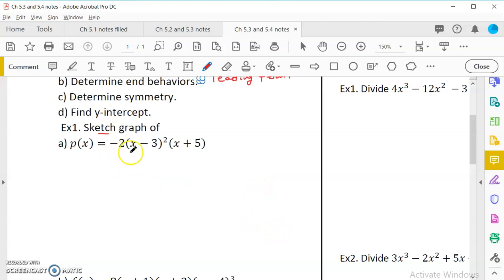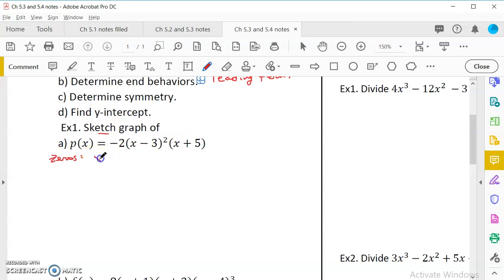The first example is this polynomial function: 2x minus 3 squared times x plus 5. This is not a quadratic, because you have the x minus 3 squared, but you also multiply by x plus 5. But it's all factored. So first of all, the zeros, and also the multiplicity.